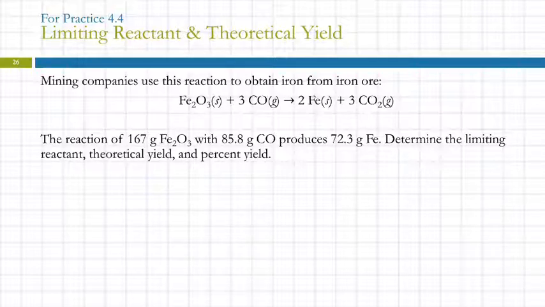Okay, here's another one. Lots of examples. These are important calculations. Mining companies use this reaction to obtain iron from iron ore. The reaction of 167 grams of Fe2O3 with 85.8 grams of CO produces 72.3 grams of iron. Determine the limiting reactant, the theoretical yield, and percent yield. So, slightly different than the last problem. Again, use the chemical equation to organize your data.